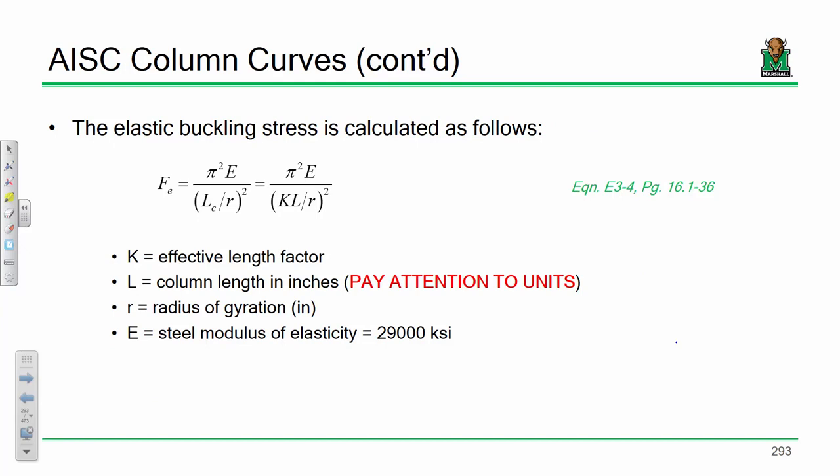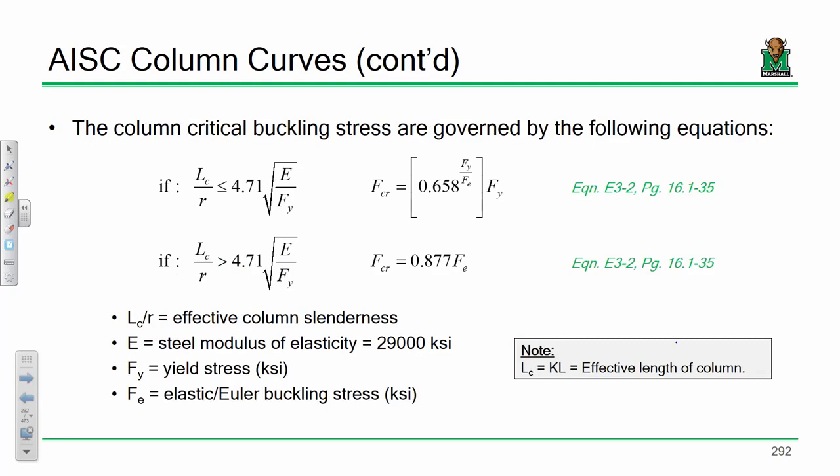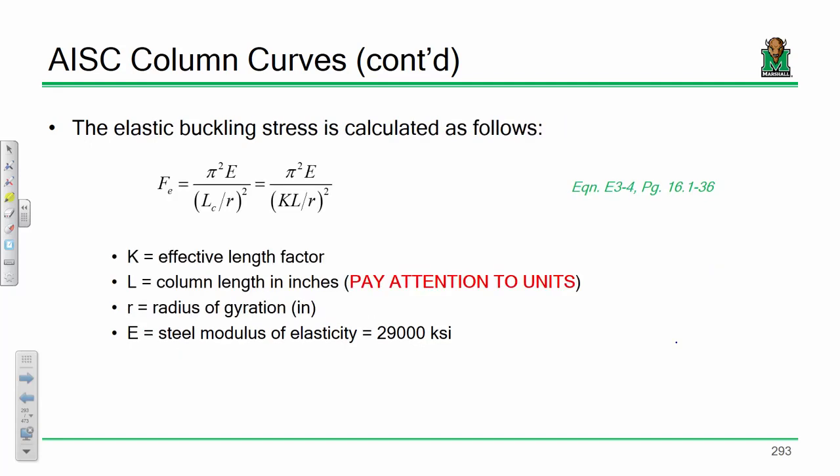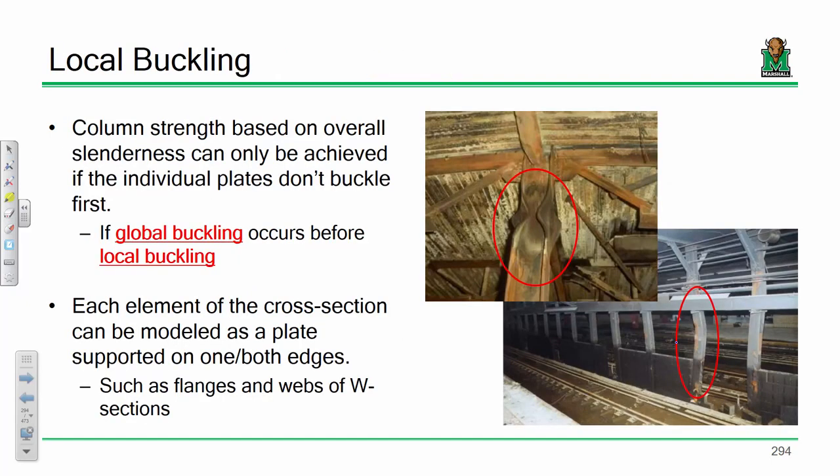Okay. The other thing I'll mention is that this term F sub E that keeps popping into these expressions is the Euler buckling term. I would stress that you pay attention to your units because you have a column length in inches, a radius of gyration in inches. So you need to make sure that you're using consistent units because L over R is supposed to be unitless. Okay? So it's just something to keep in mind.